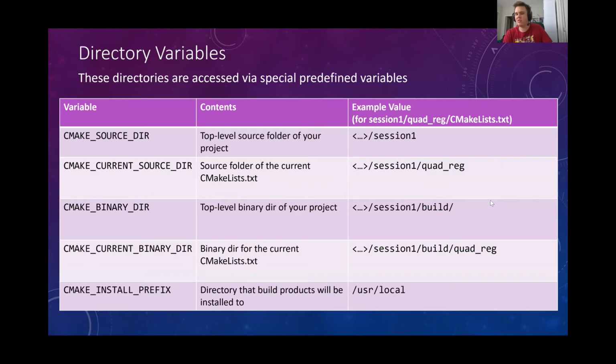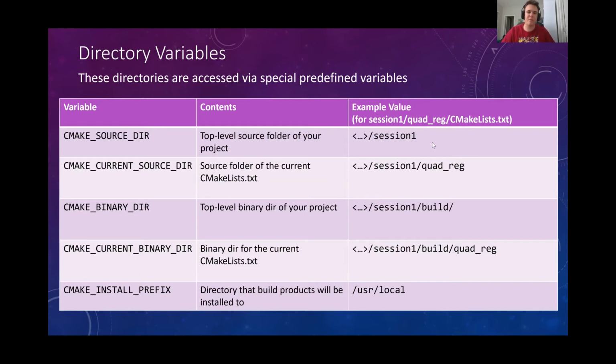So let's say you create session 1 build and then run CMake there. Then your setup would look like this. CMAKE_SOURCE_DIR would point to session 1. CMAKE_CURRENT_SOURCE_DIR would point to quadreg, which is the current CMakeLists.txt. And then, I actually think this doesn't match how I set it up, but if you had a subdirectory CMakeLists in quadreg, it would have these values. I don't remember if that actually exists or not.